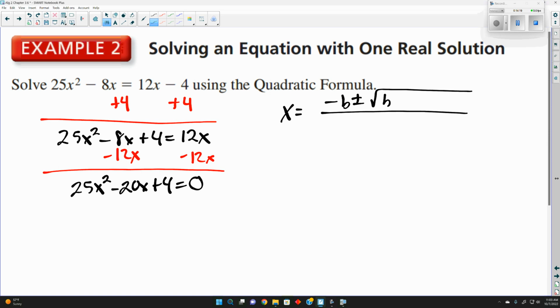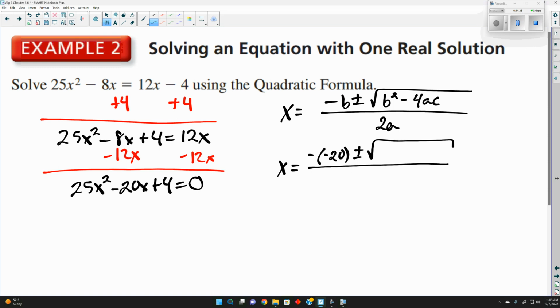x is equal to negative b plus or minus the square root of b squared minus 4ac, all over 2a. Now in this case, negative b would be negative negative 20. So even though the 20 is negative inside, we still take the negative with it. We have the negative and negative, plus or minus the square root of negative 20 squared minus 4 times a times c, all over 2 times a.